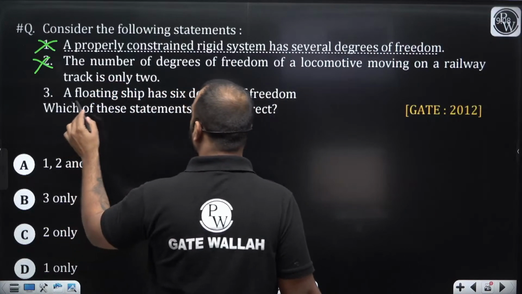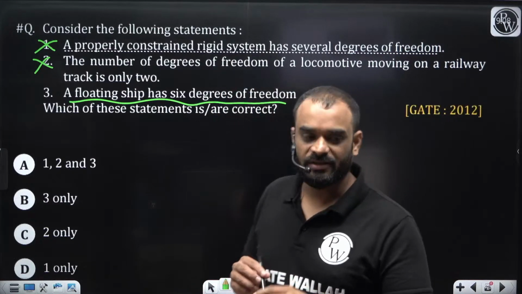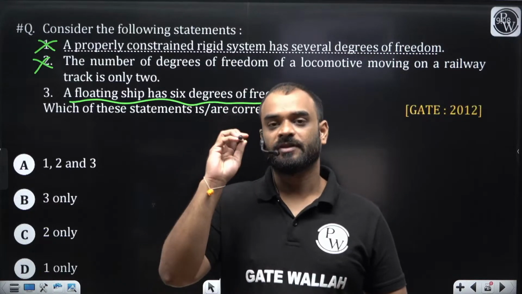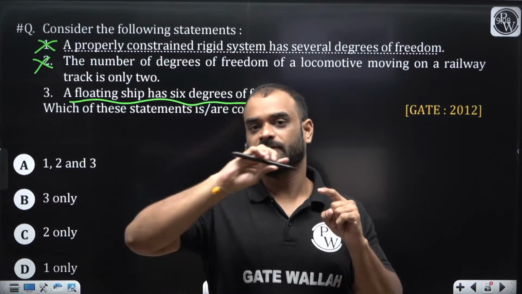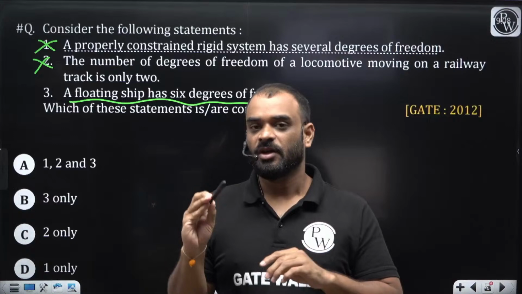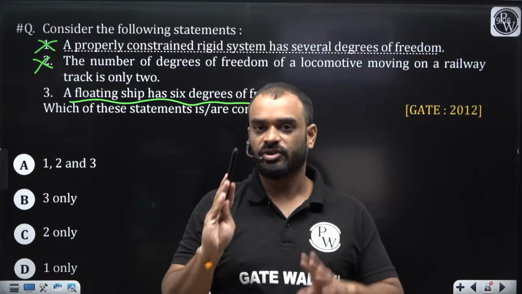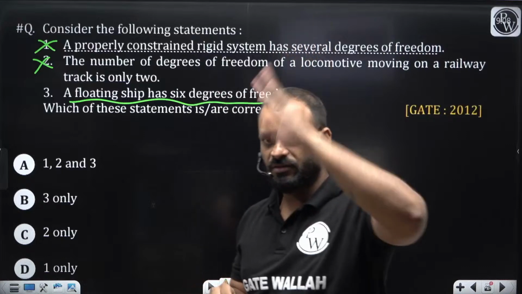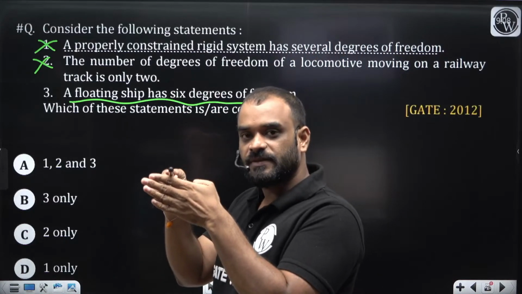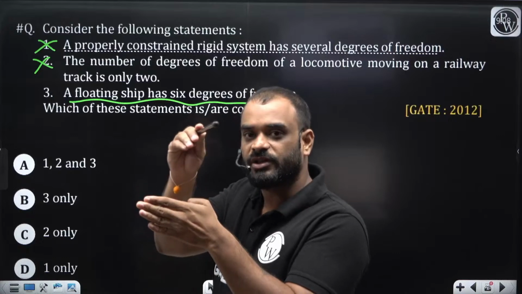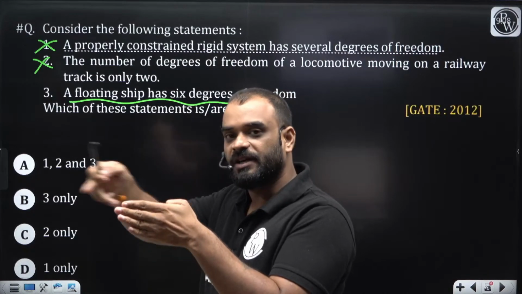A floating ship has 6 degrees of freedom. Yes, it is so. You can understand by this example. Let us suppose this is a ship which is moving in this direction, 1 degree of freedom. This direction, 2 degrees of freedom. When the wave is coming, it is moving like this also, right? So the third is the vertical direction. Now guys, let us suppose this is our axis and the ship is trying to move in the horizontal like this, so it may have some angle with respect to this horizontal line.